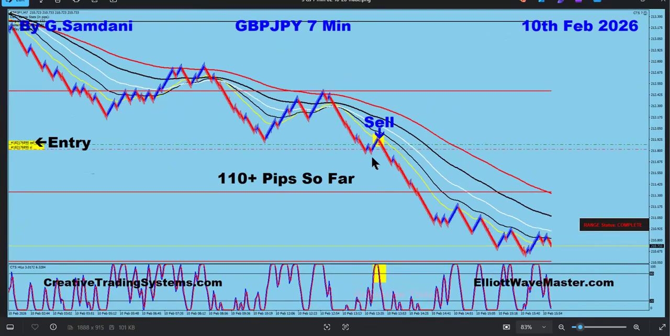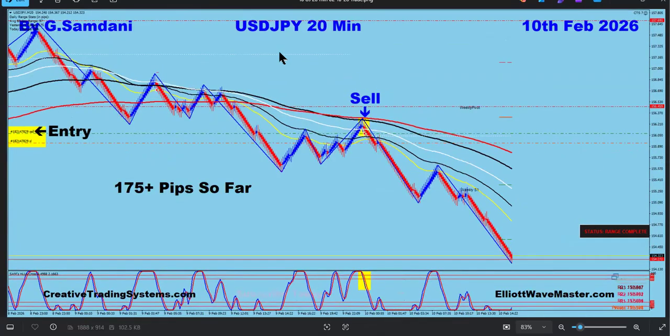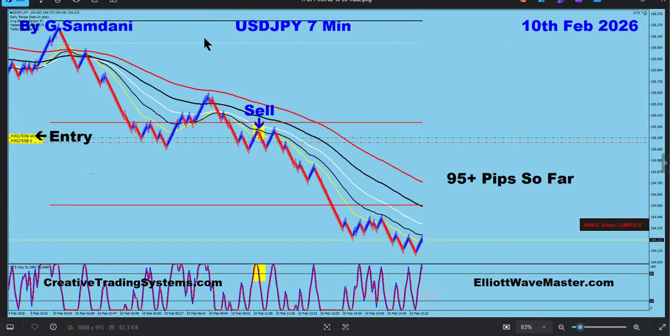Pound Yen again, this is a 7-minute entry, 110 pip from here to there, from 7-minute chart on the 10th. Now this one is again USD Yen. You see on the 10th again, I saw on the 9th several trades, and then it continued going to the downside. And I'll show you why, in my setup analysis and setup charts later on.